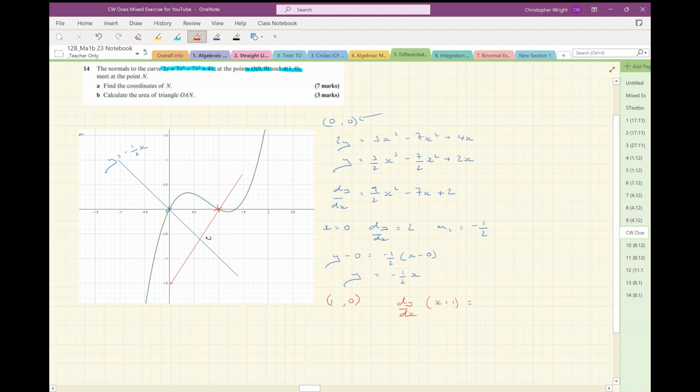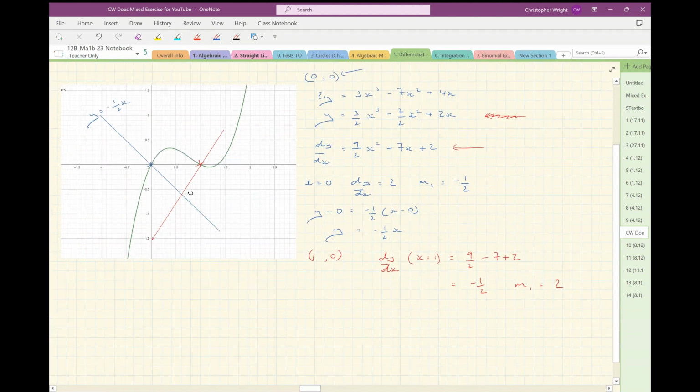So I'm looking up here, and I'm substituting x equals 1 into my gradient function, which is going to give me 9 over 2 minus 7 plus 2, which equals minus a half. So that's the gradient of the curve there. So the gradient of my normal is going to be the negative reciprocal of that, 2.